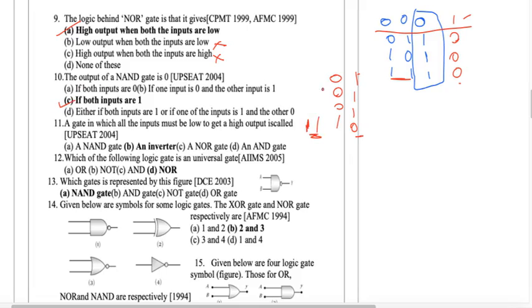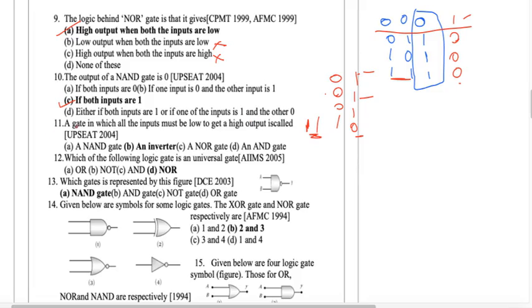If both the inputs are 0, the output is 1. If one input is 0 and the other input is 1, then also the output is 1. So this is also not valid. Either if both the inputs are 1 or if one of the inputs is 1 and the other is 0, this is also not valid. So the answer is if both the inputs are 1.